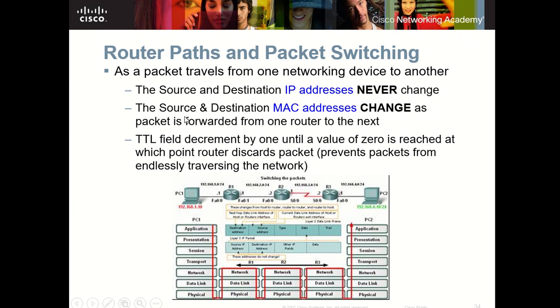But the source and destination MAC addresses change as the packet is forwarded from one router to the next. Take note: the IP address never changes, while the MAC address changes every time the packet is received by a router and forwarded again. This is also why your data reaches its destination gradually, because the MAC addresses bring it closer to the destination step by step.